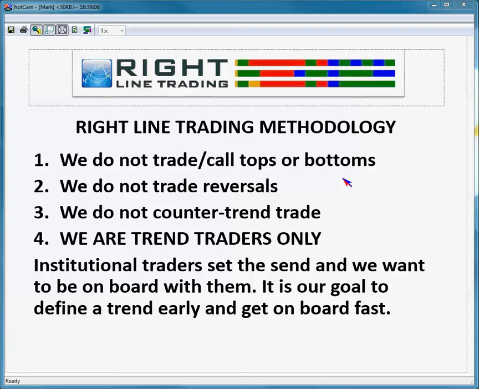So we wait for market structure to define the trend. We don't wait for a breakout, and we don't try to call a breakout. What we want to do is see a trend intact, and then take an early retracement into the trend. Those are one series of trades that I'm going to go over with you.